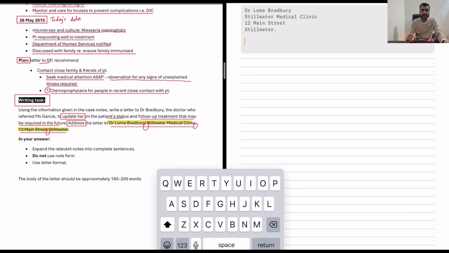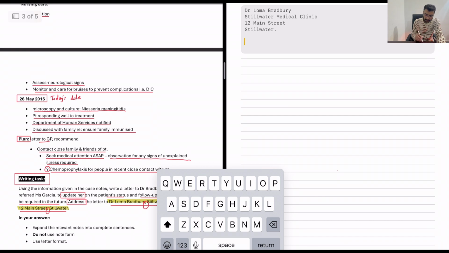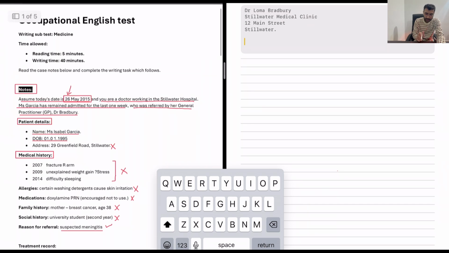After the address is today's date. Today's date is given here. I will highlight whatever I'm writing with yellow first. So this is 26 May 2015, today's date, which is also given on the top here.